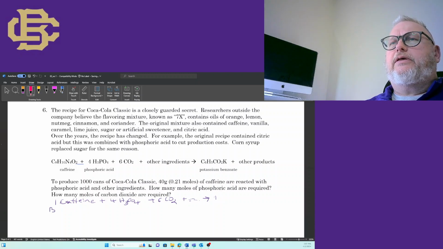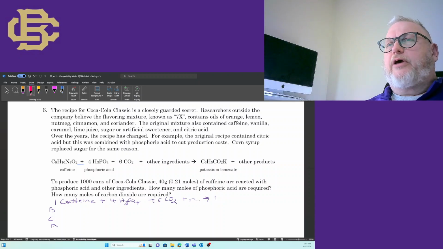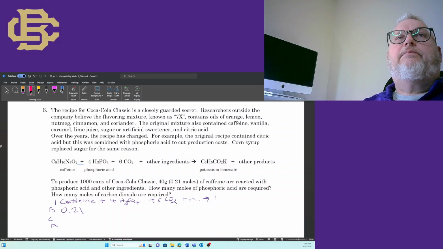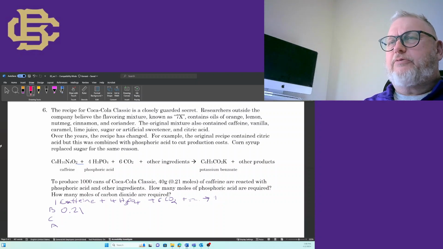Let's write our B, C, and A. So before the reaction, before we produce this, I've got 40 grams, or 0.21 moles of caffeine. Again, they took the 40 grams and converted it into moles. In other words, what they did is divide the 40 grams by the molar mass of caffeine, and we could calculate it, and we got 0.21 moles. I reacted it with phosphoric acid and other ingredients.